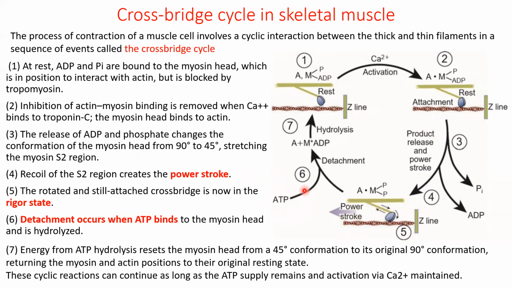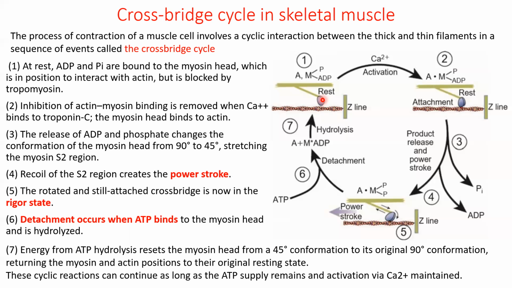So the function of ATP is to detach this myosin head away from the actin. When I hydrolyze the ATP into ADP and Pi, then I move it back from the 45 degree angle back to the 90 degree angle. And now I'm ready to contract again. Now this cycle will carry on as long as you have calcium.